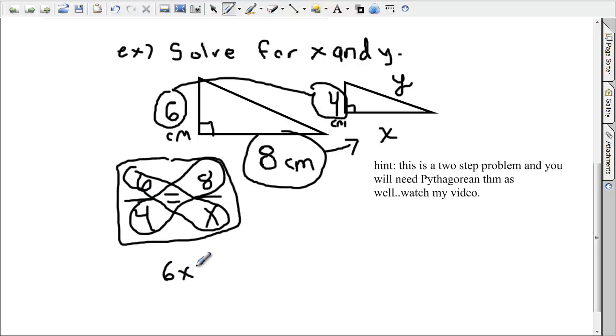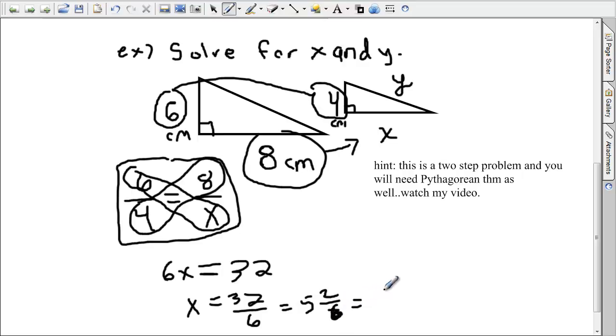So 6x equals, and you notice you're equating the diagonals. You're not putting them on top of each other, setting them equal. So 6x equals 32. Therefore x equals 32 divided by 6, which is obviously not a whole number. In fact, it's 5 2/6, which is the same thing as 5 1/3, which is the same thing as 16/3 if you're thinking in improper fractions. So, long story short, we figured out what x is.